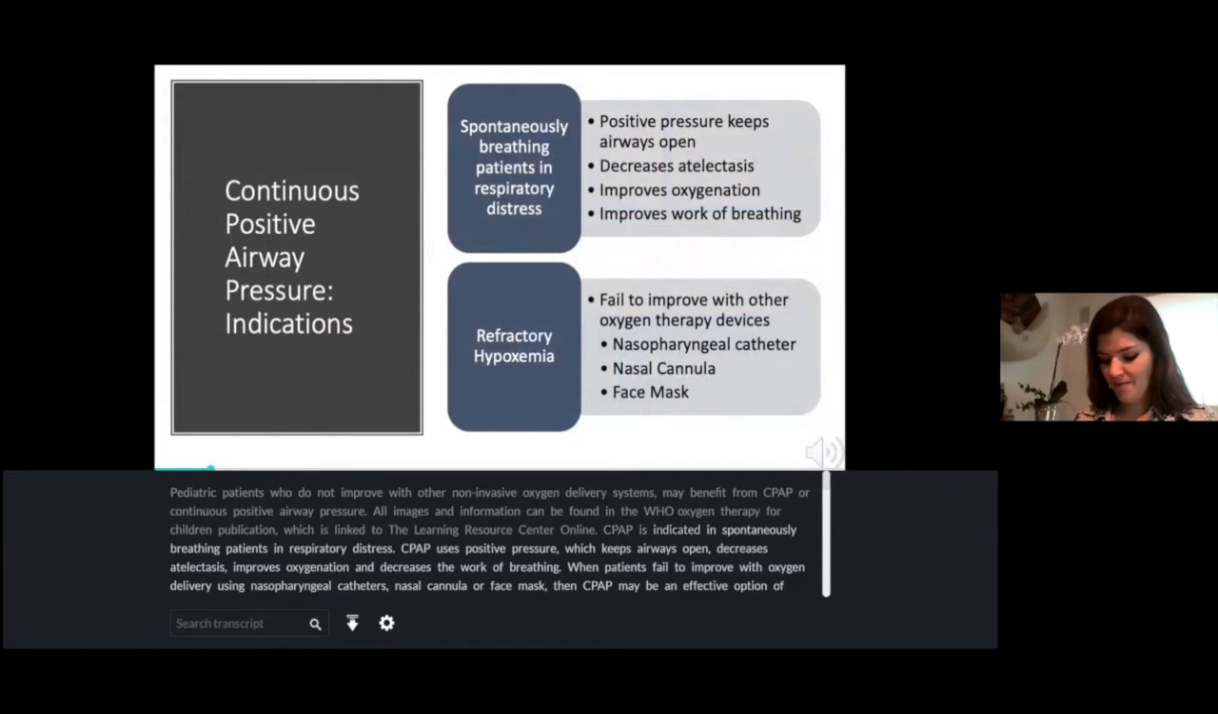CPAP is indicated in spontaneously breathing patients in respiratory distress. CPAP uses positive pressure, which keeps airways open, decreases atelectasis, improves oxygenation, and decreases the work of breathing. When patients fail to improve with oxygen delivery using nasopharyngeal catheters, nasal cannula, or face mask, then CPAP may be an effective option of respiratory support.